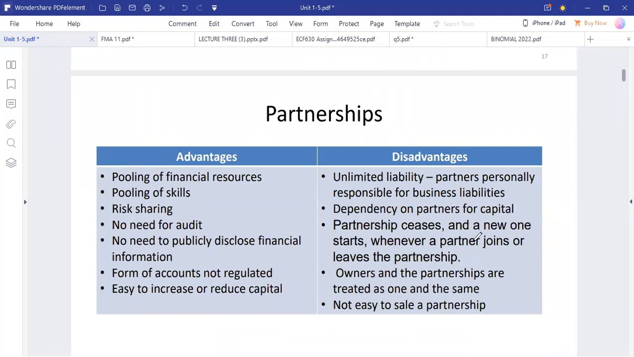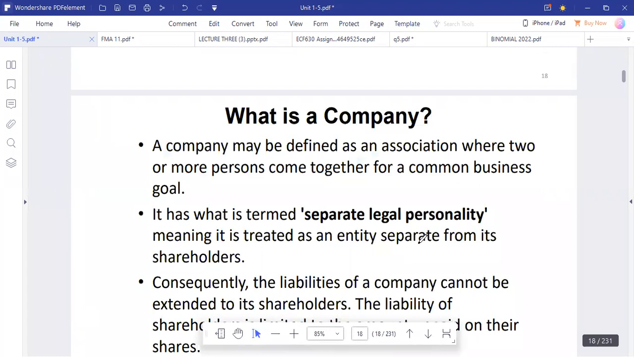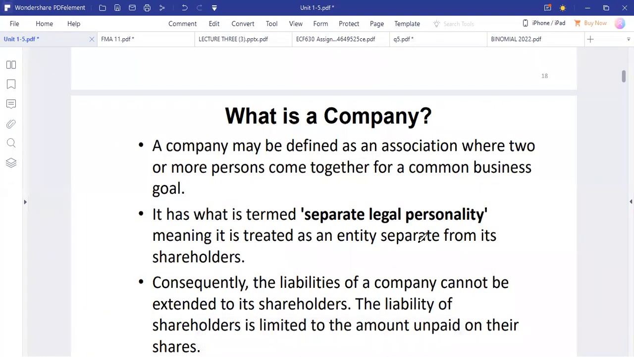joins or dies, you need to dissolve the partnership to start afresh. And owners of the partnership can be treated as one and the same. So if one makes a wrong decision, it becomes binding to everyone else. So it's not easy to sell a partnership. Then we go to a company, which is regulated by the Companies Act.